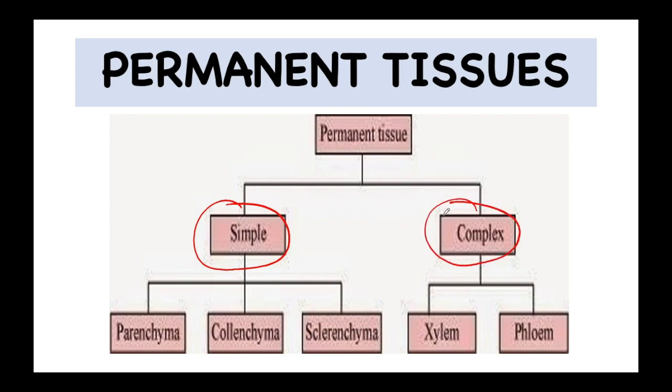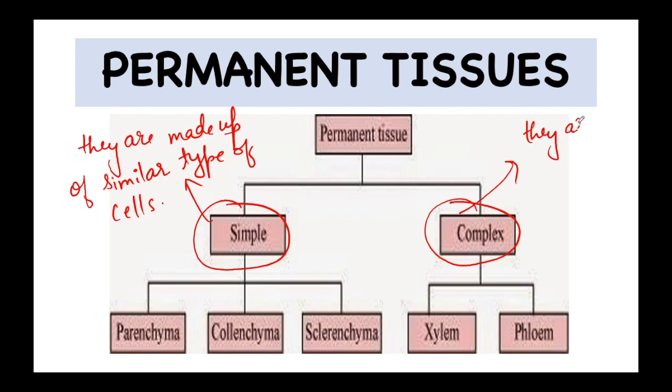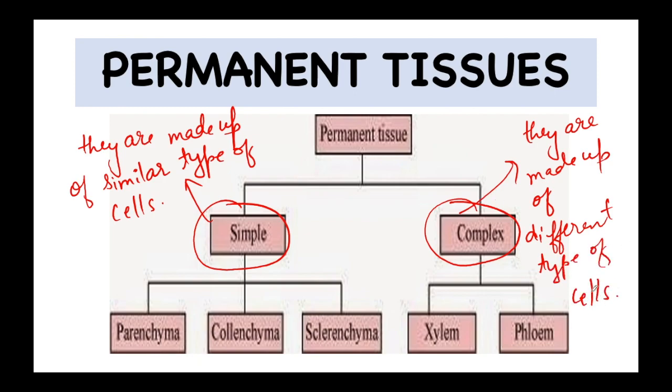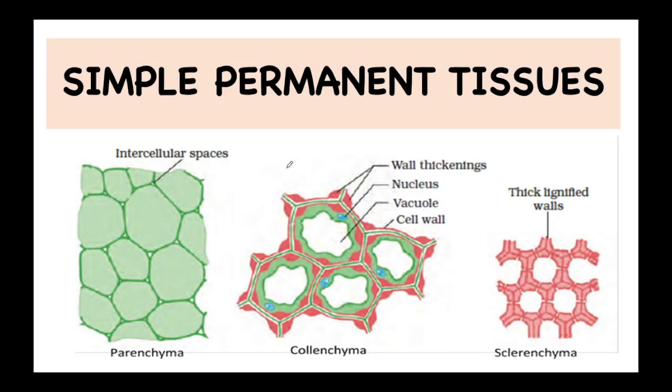Complex permanent tissues are known as complex because the cells by which such tissues are made are of different types, meaning more than one type, and when they coordinate, they perform the same function. Simple permanent tissues are made up of a similar type of cells which perform similar functions. Now, simple permanent tissues are further divided into three parts: parenchyma, collenchyma and sclerenchyma. Let's discuss parenchyma tissues first.